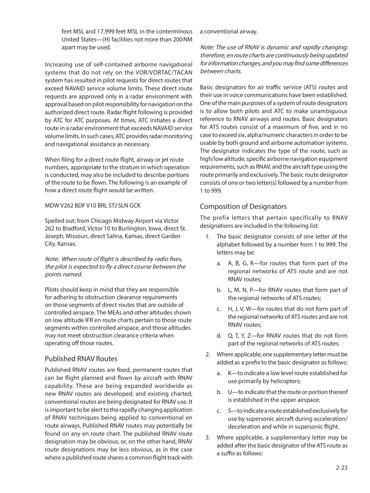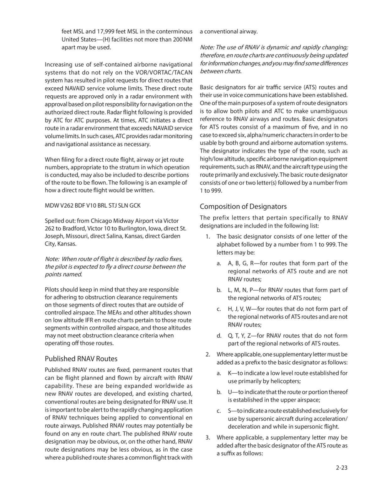1. The basic designator consists of 1 letter of the alphabet followed by a number from 1 to 999. The letters may be A, B, G, R, for routes that form part of the regional networks of ATS routes and are not RNP routes; B, L, M, N, P, for RNP routes that form part of the regional networks of ATS routes; C, H, J, V, W, for routes that do not form part of the regional networks of ATS routes and are not RNP routes; D, Q, T, Y, Z, for RNP routes that do not form part of the regional networks of ATS routes.